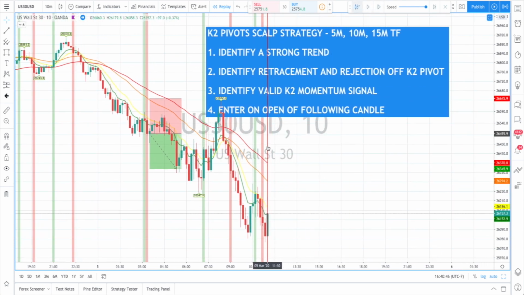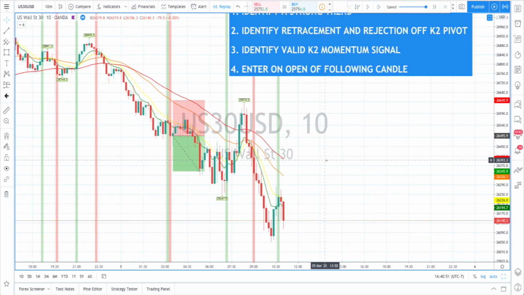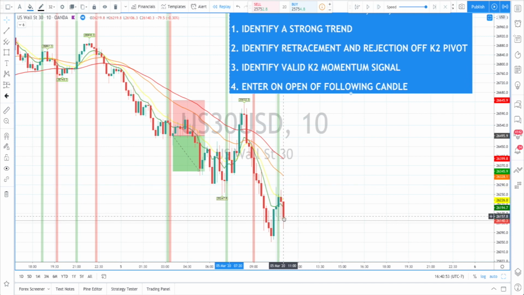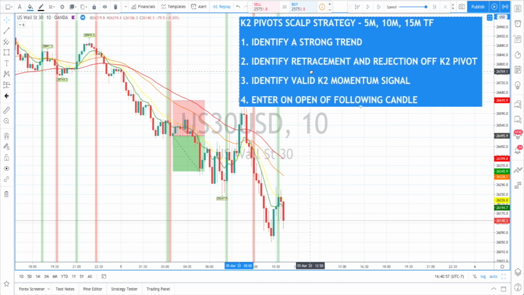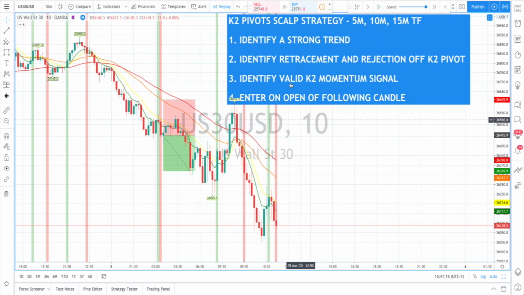All right, you can see right here, price was coming down, right? So right here, you can see that the K2 pivots are still angling down and spread out. So it's still in a strong trend downwards. Next, we want to identify a retracement and rejection off the K2 pivot. So price came down, retraced up in this direction, and then rejected 1, 2, 3 times off level 2 right here. Lastly, we need to identify a valid K2 momentum signal downward since we're looking for a sell. There we go, we have a sell right there.